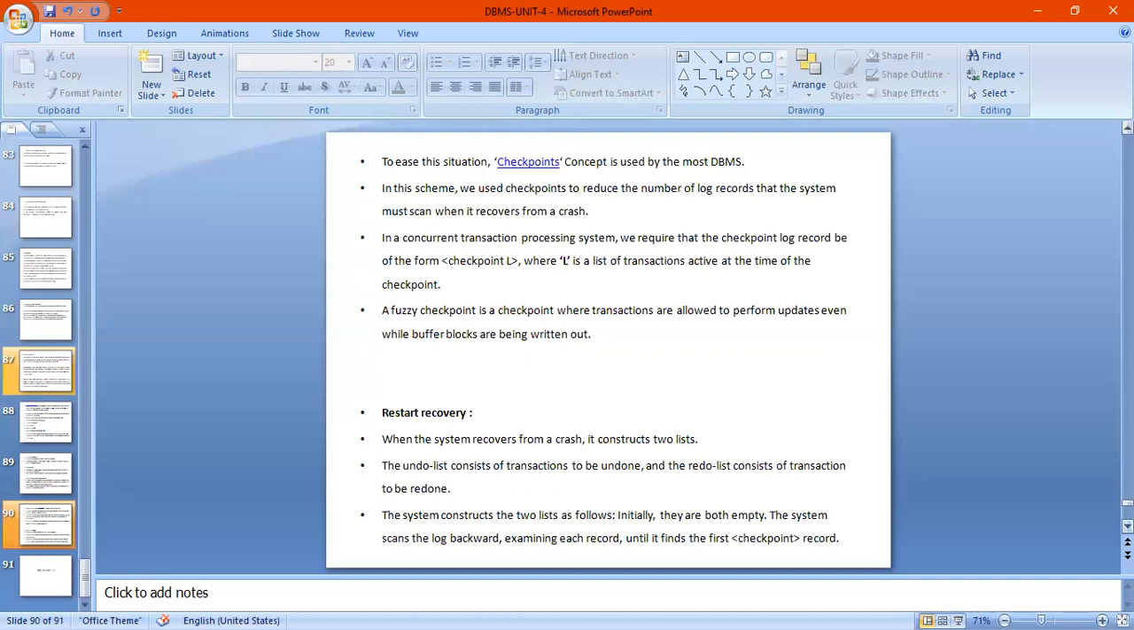The undo list consists of transactions to be undone, and the redo list consists of transactions to be redone. The system constructs the two lists as follows. Initially, they are both empty. The system scans the log backward, examining each record until it finds the first checkpoint record.